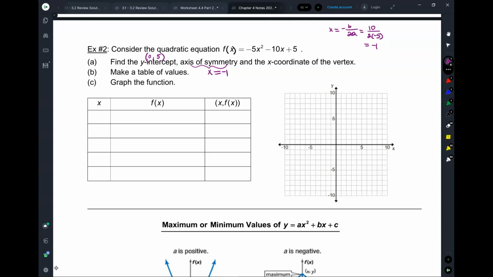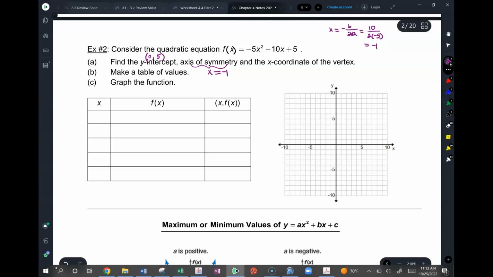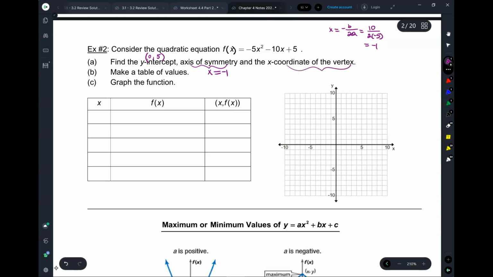And then what's the x coordinate of the vertex? The x coordinate is just negative 1. And then we have to find the y coordinate later. So whatever this is, that's the same.